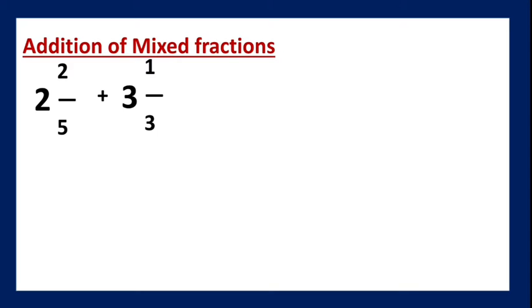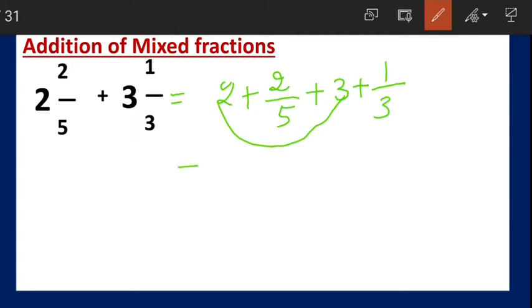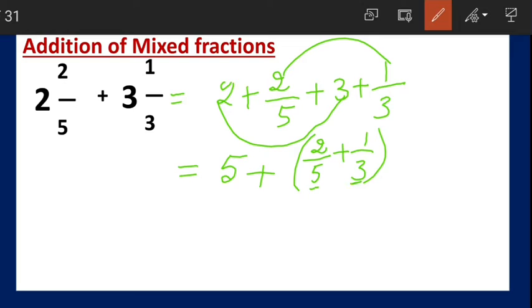Observe the next one. Addition of 2 2 by 5 and 3 1 by 3. Same as earlier, this can be written as 2 plus 2 by 5 plus 3 plus 1 by 3. First add the wholes. 2 plus 3 is nothing but 5. Now add this 2 by 5 plus 1 by 3. We know that the denominators 5 and 3 are different. These are unlike fractions. So just take the LCM. LCM is 5 into 3. That is nothing but 15.